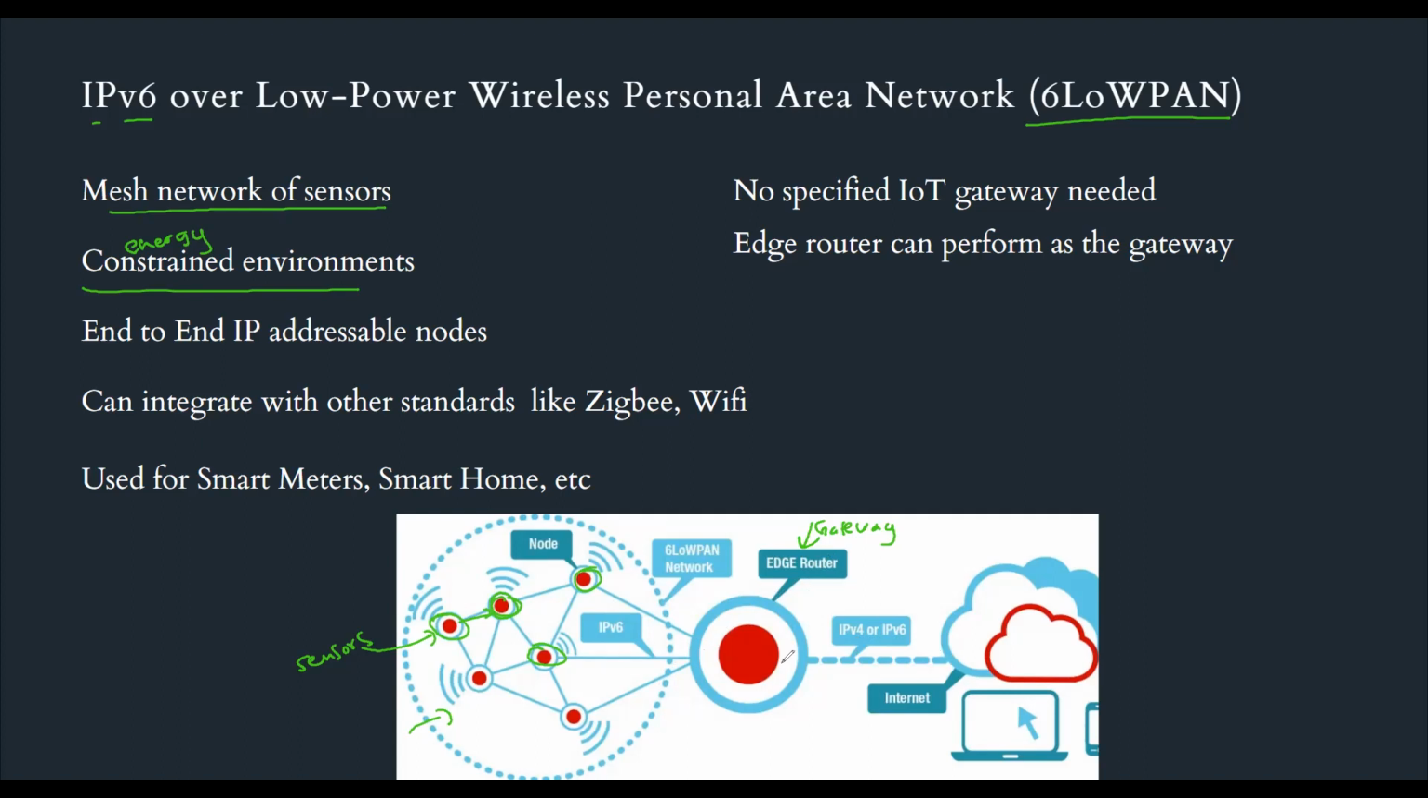And once it goes past the edge router, the data is transmitted using IPv4 and IPv6 normal addressing schemes. So in the normal procedure, the communication happens after the edge router. Until then, it is using the 6LoWPAN protocol, where the communication will happen only using the IPv6 addressing scheme, up until where the data is received at the edge router.